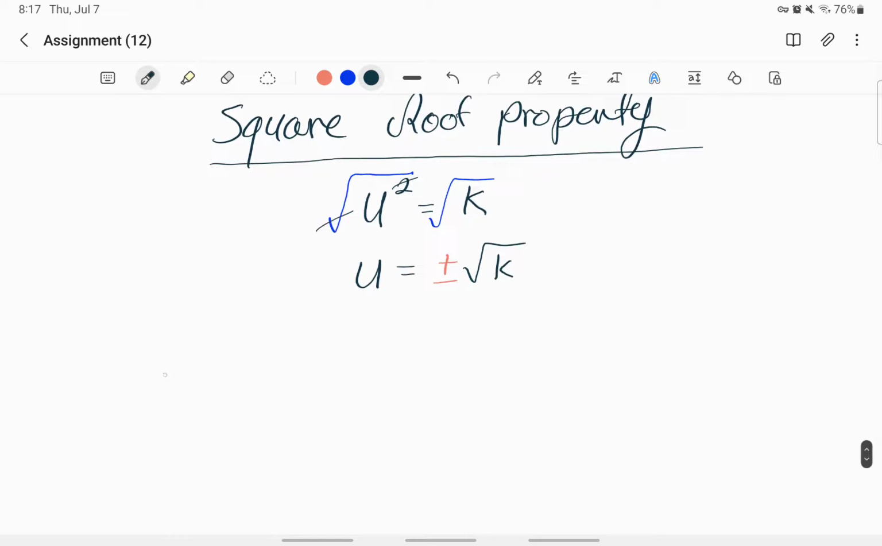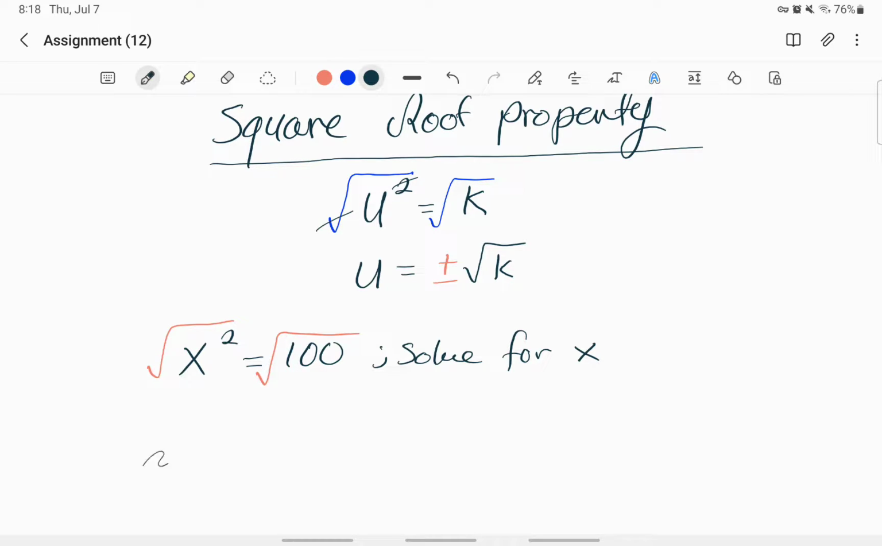Now, for example, suppose we have x squared equals 100, and I want to find the solutions for x. What I'm going to do is apply the square root to both sides of my equation. The square root of x squared is equal to x. The square root of 100, you must put a plus or minus down in front, and the square root of 100 is 10. Therefore, my solutions: x is equal to negative 10 and positive 10.